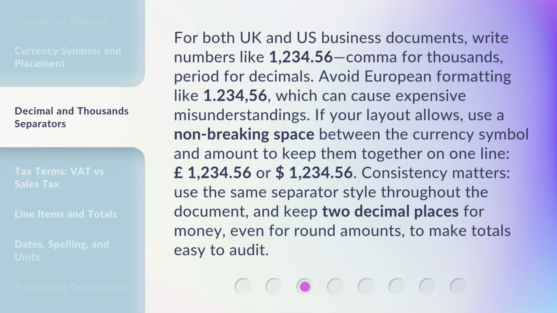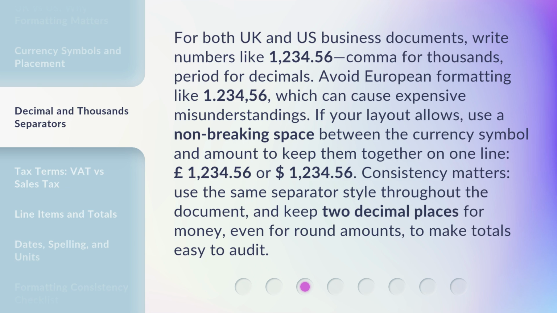For both UK and US business documents, write numbers like 1,234.56, comma for thousands, period for decimals. Avoid European formatting like 1.234,56, which can cause expensive misunderstandings.